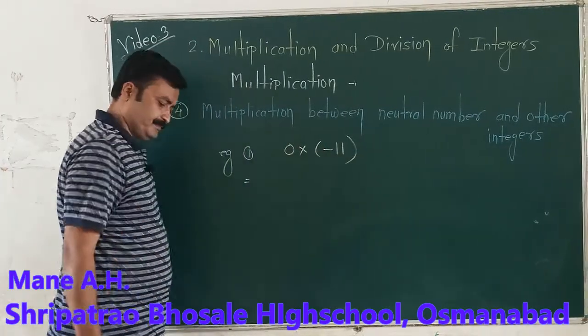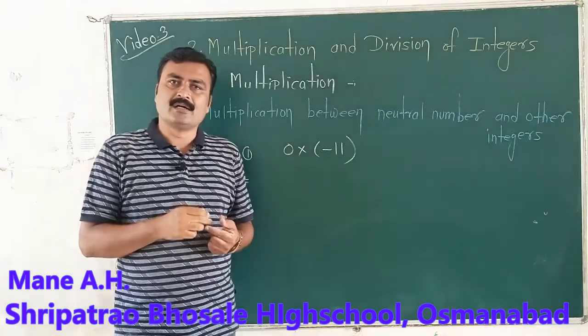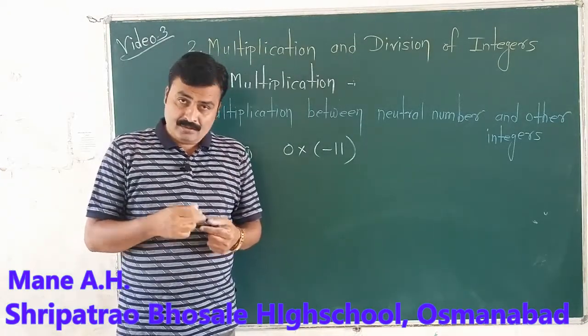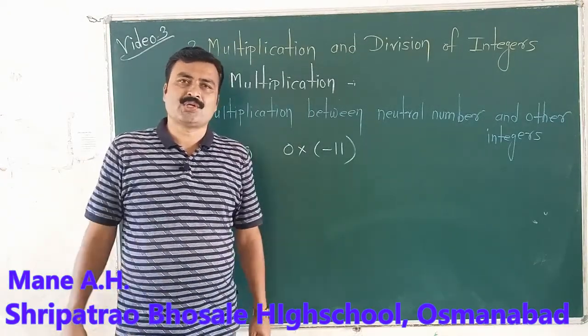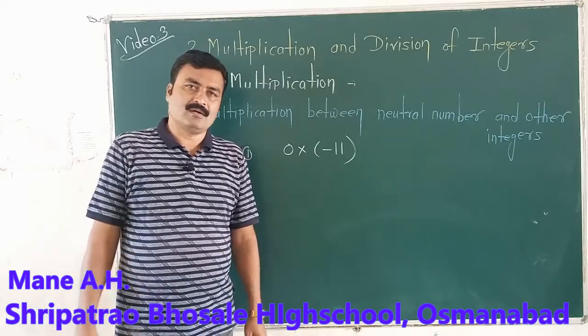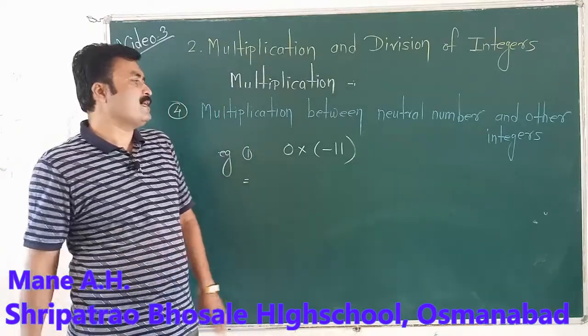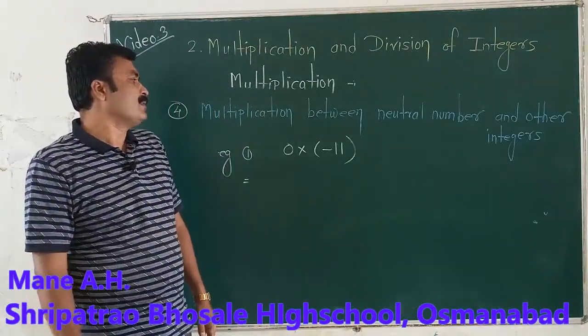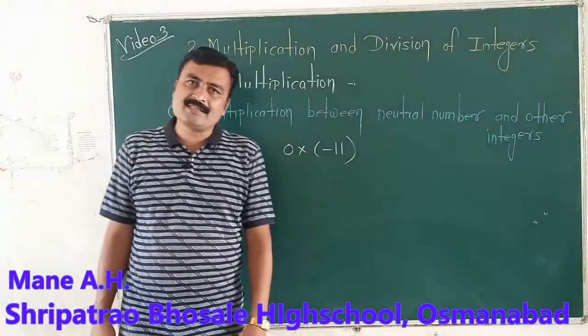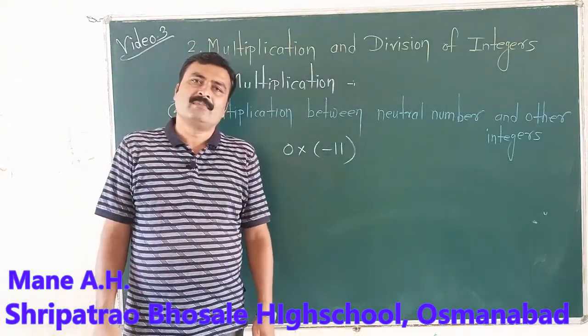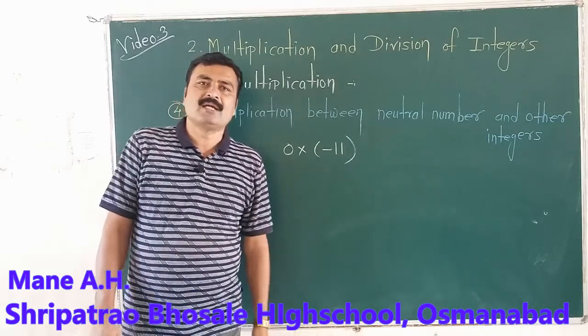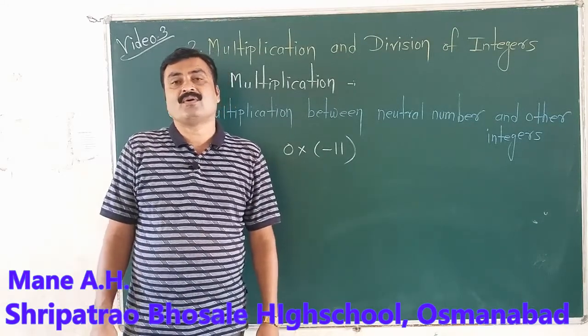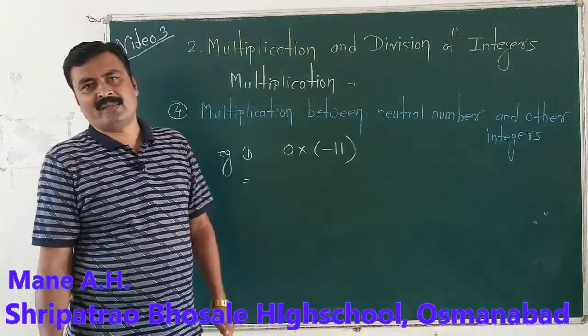Now from standard third, we do the study of the multiplication process, and our earlier teachers have said that when any number is multiplied by 0, or if we multiply by 0, the product always gets 0 there.